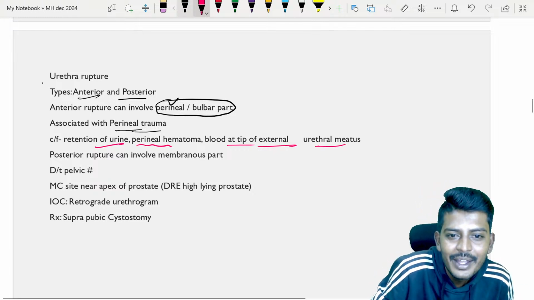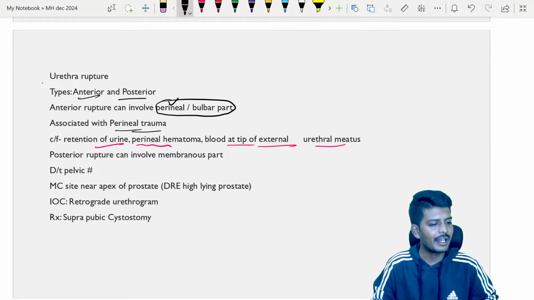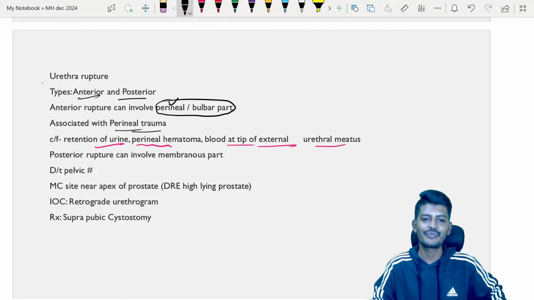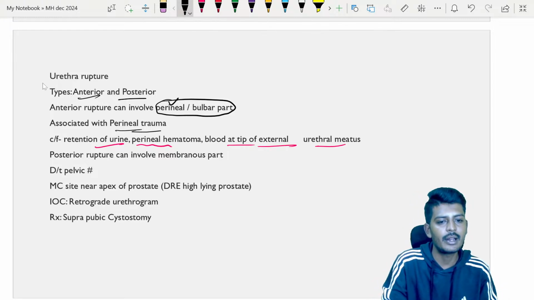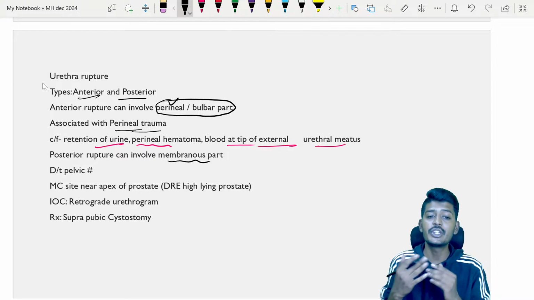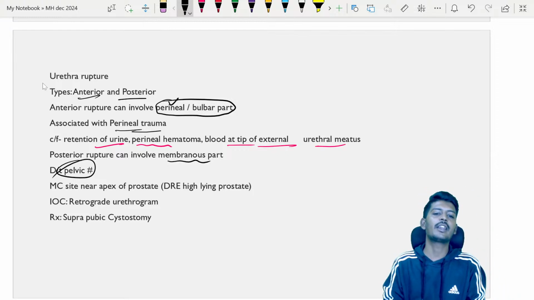Okay, now because there is an injury, automatically through the urine small drops of blood will come. So there is blood at the tip of the external urethral meatus of the penis. Okay, then posterior urethral rupture can involve the membranous part of the urethra, which is again due to pelvic fracture. So bladder rupture and urethral rupture both are associated with pelvic fracture.